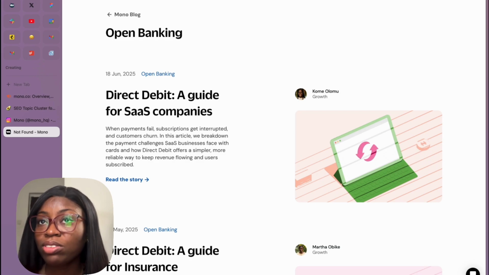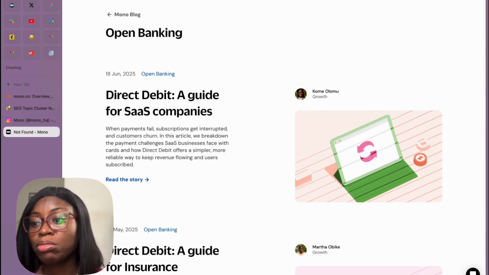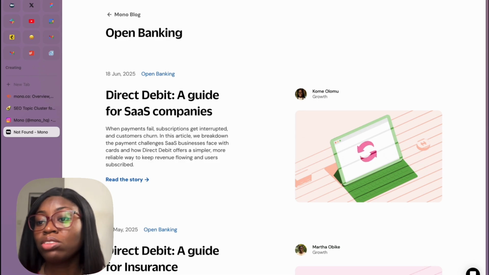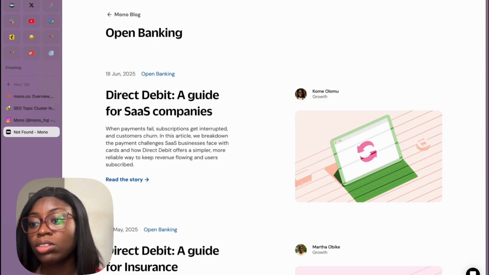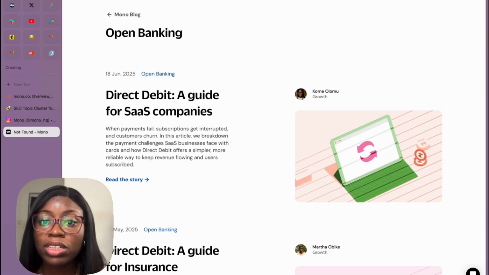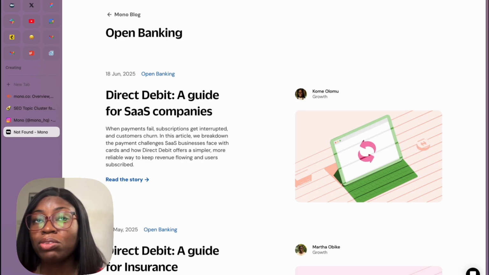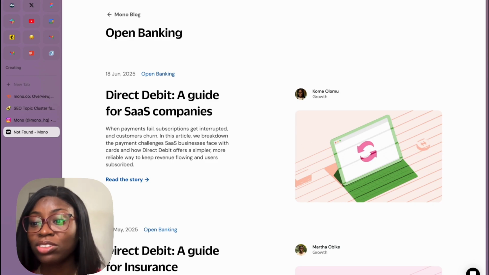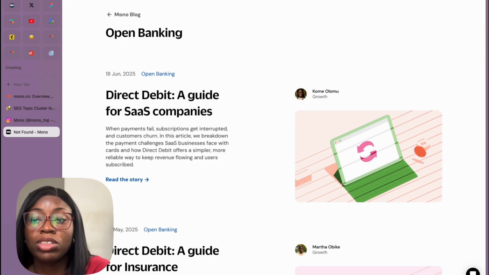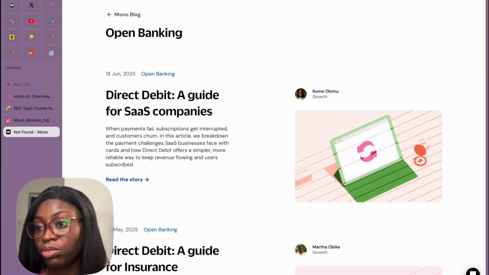When you'd go on Google to search for direct debit providers in Nigeria, Mono wouldn't come up on the first page, or wouldn't come up at all, because we didn't have a lot of content on direct debit. We only had stuff in our documentation and our announcement articles. So we didn't really have that authority online as a direct debit provider.